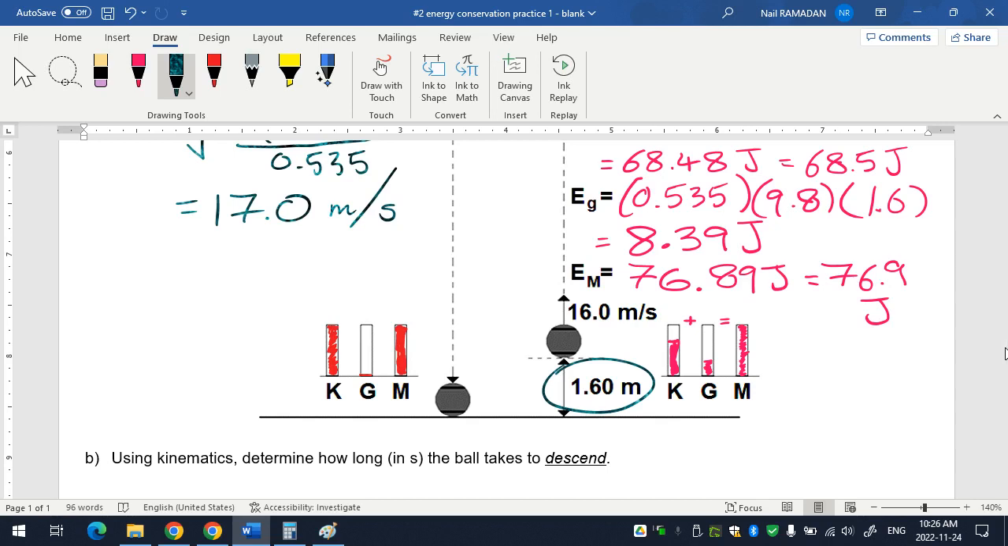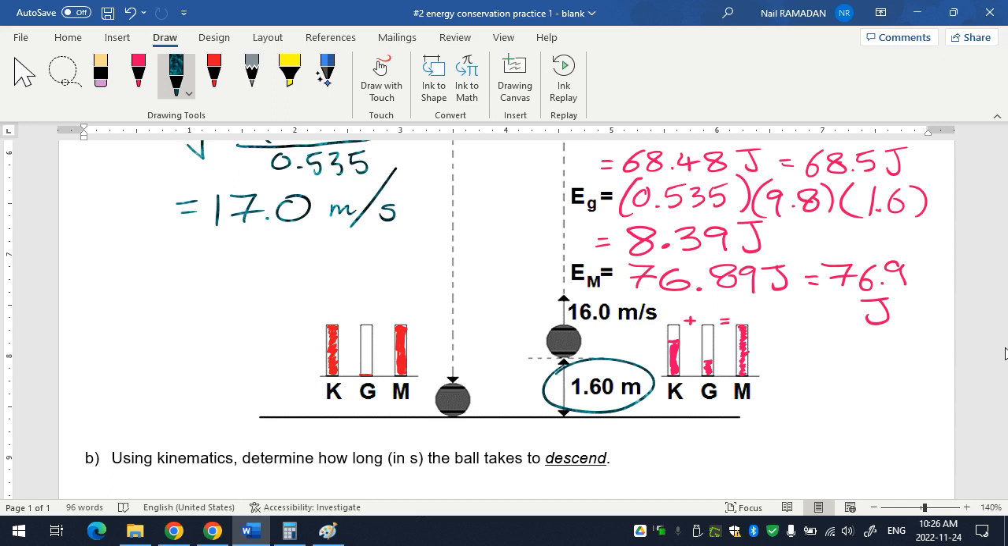You just have to play with the bars and the understanding of the players doing exchanges with themselves. Okay. What's the last question? By the way, if this was a test question, I'm not going to tell you to use kinematics. I'm just going to ask, well, how long would it take to descend?